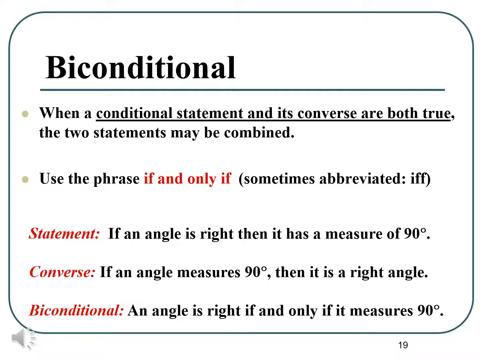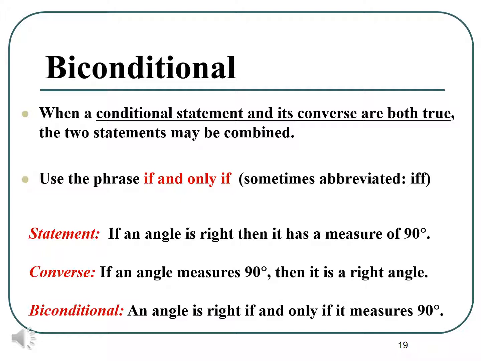A special type of conditional statement is called the biconditional statement. The definition of a biconditional statement: it's when a conditional statement and its converse are both true. And so therefore the two statements can be combined and you use the words if and only if, which can be replaced with the symbol or the letters IFF.